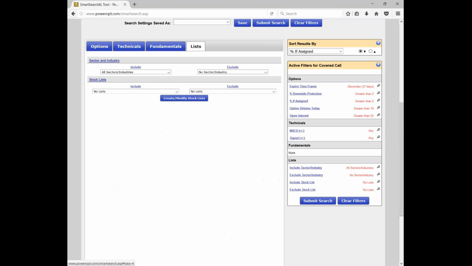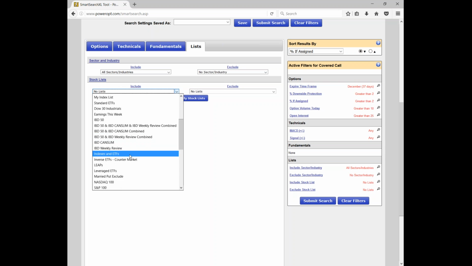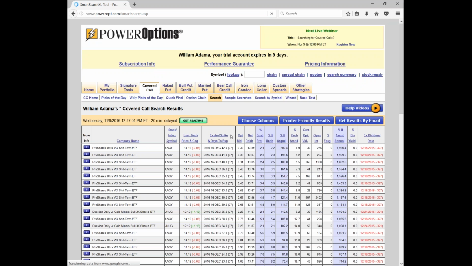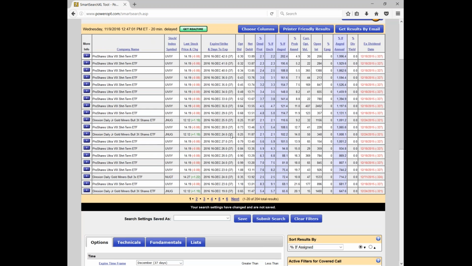But what's really easy to do is I can just go to the lists field, and I'm going to select to just look at indexes and ETFs. Okay, let's go ahead and submit that. I'm doing this on purpose. We're going to see a lot of results, okay. A lot of results I personally wouldn't trade.